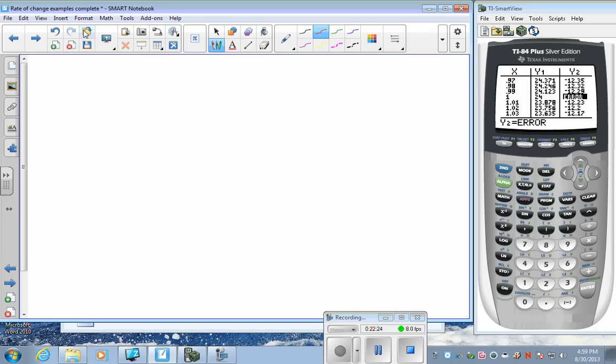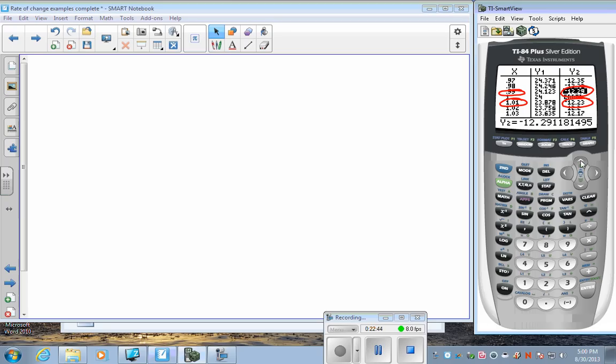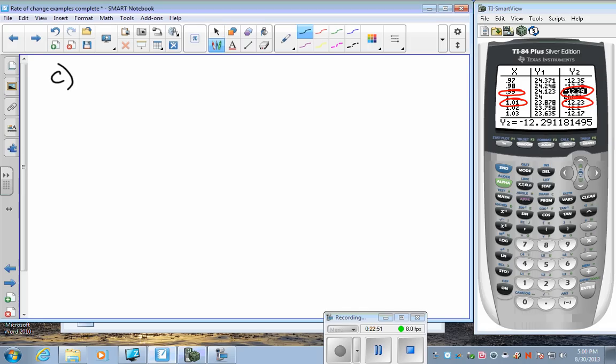So what I really want to look at is 0.99 and 1.01. These are the two values that I really want to look at, that negative 12.29 and that negative 12.23. Now, my calculator is only giving me 2 decimal places. However, if you arrow so your cursor is on a value, it gives you the entire number. And again, we want to use the entire number. We don't want to use a truncated or rounded value.